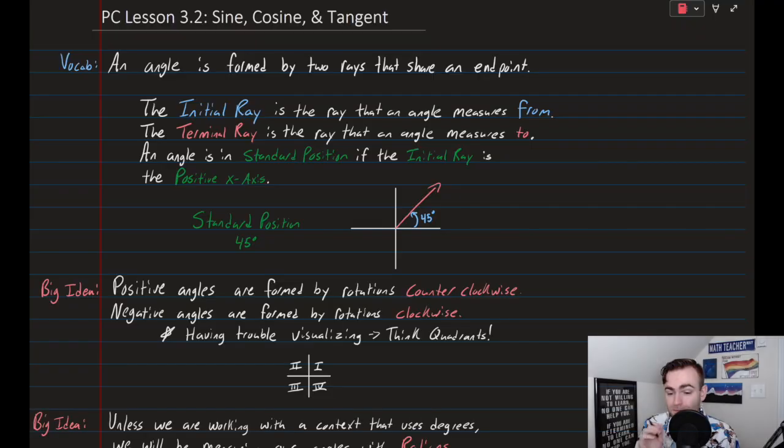Welcome everyone to lesson 3.2 of Precalc, which is all about sine, cosine, and tangent. Those might sound a little bit familiar. Let's dive on in. Before we even start talking about sine, cosine, or tangent, let's start to talk about angles.